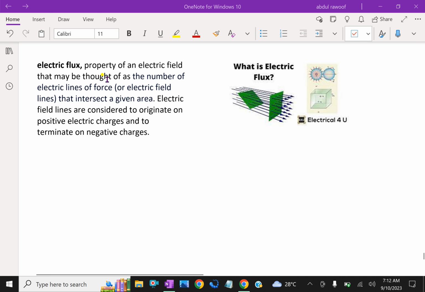Now, what is electric flux? The definition: the property of an electric field that may be thought of as the number of electric lines of force or electric field lines that intersect a given area. That means for a particular area, how many electric lines are crossing is called electric flux. The electric field lines are considered to originate on positive electric charges and to terminate on negative electric charges. The flux line is always imagined to start from positive charge and end at negative charge.